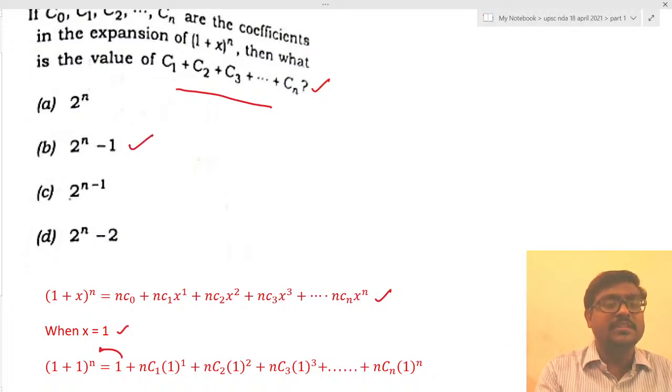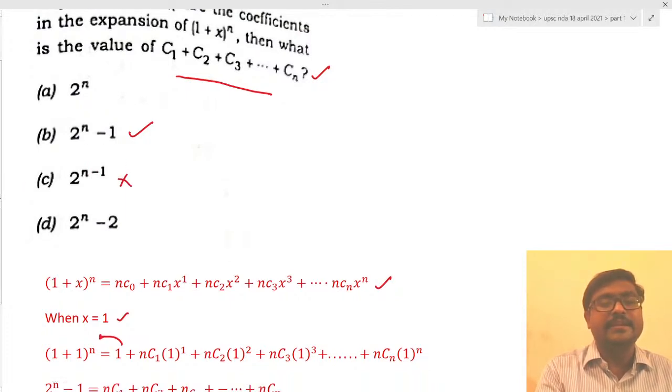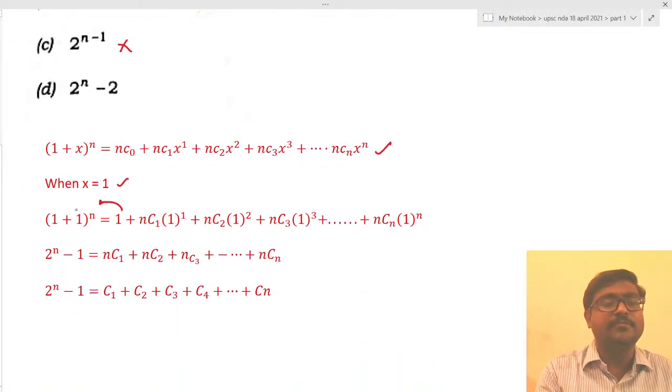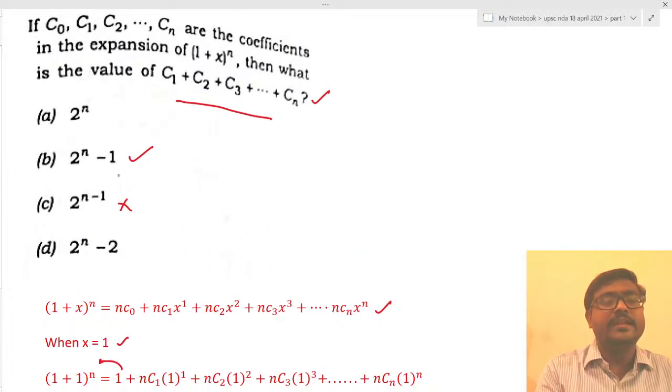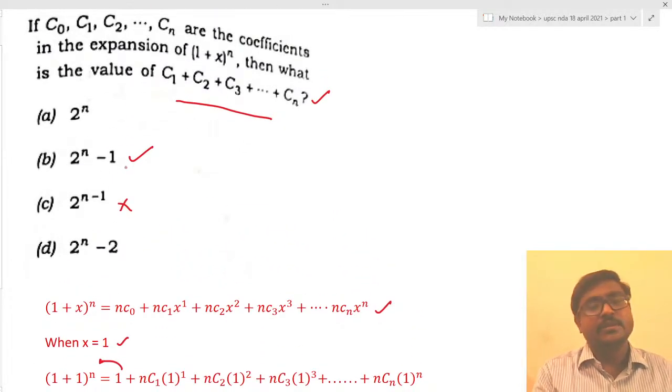This one is right and not this one. They are subtracting 1 in the power, n minus 1, this is wrong. So 1 is coming separately, not in the power. We can see 1 is coming from here. So 2 power n minus 1 is the right answer. So next we will move on to the next question.